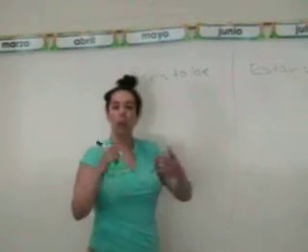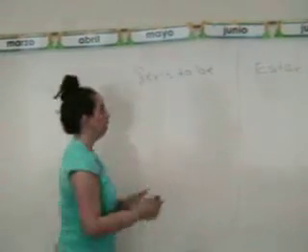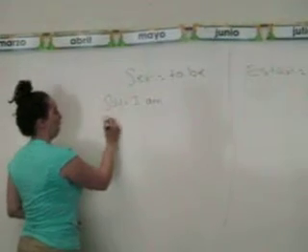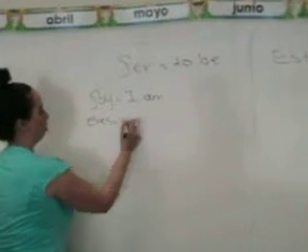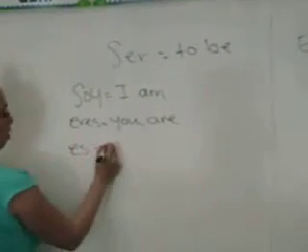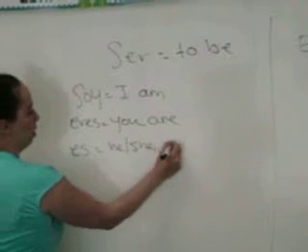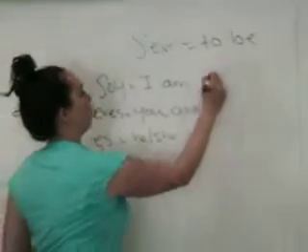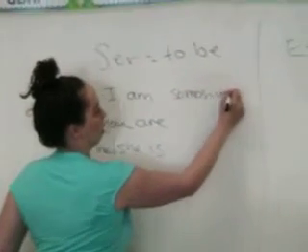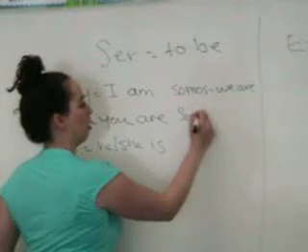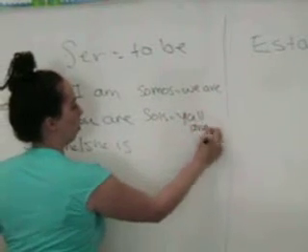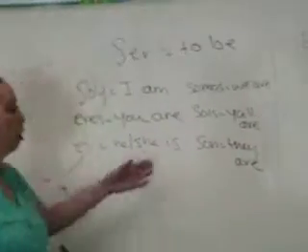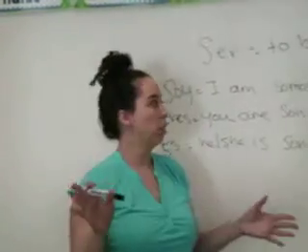And if we remember, the order is I, you, he, she, we, y'all, they. So let's go ahead and do this. Soy. I am. Eres. You are. Es. He or she is. And also, this can mean it is as well. Somos. We are. Sois. Y'all are. Son. They are. Okay? So these are your present tense conjugations that you'll want to know just flat out.